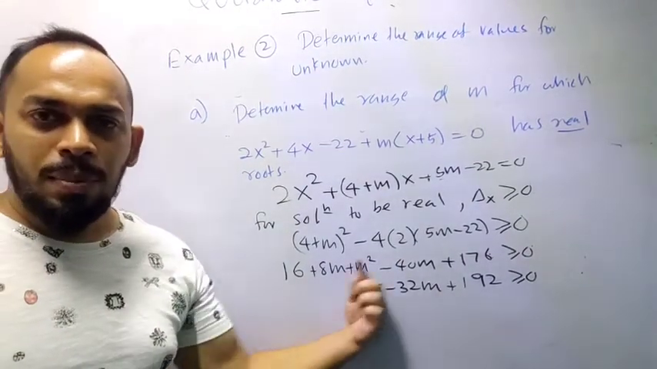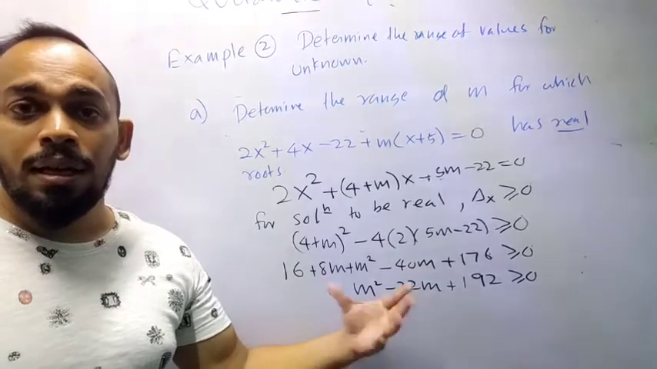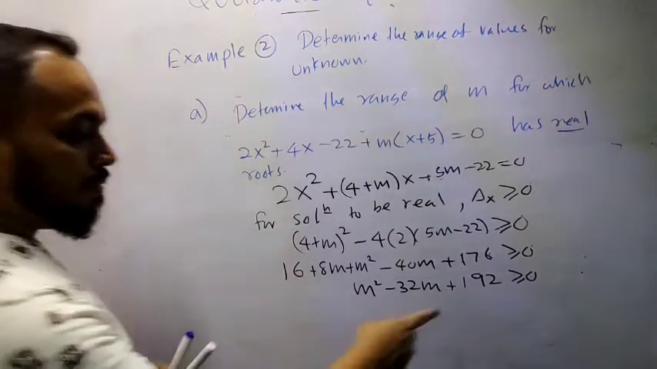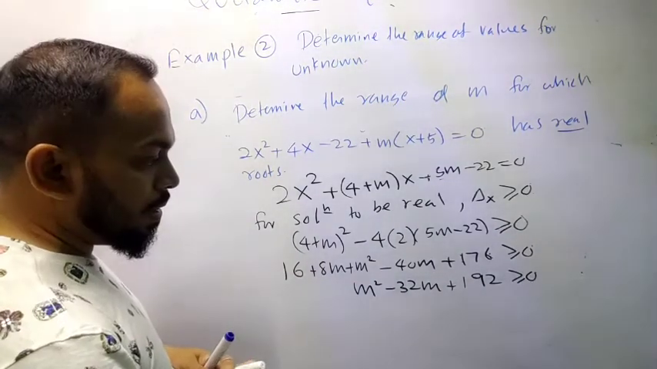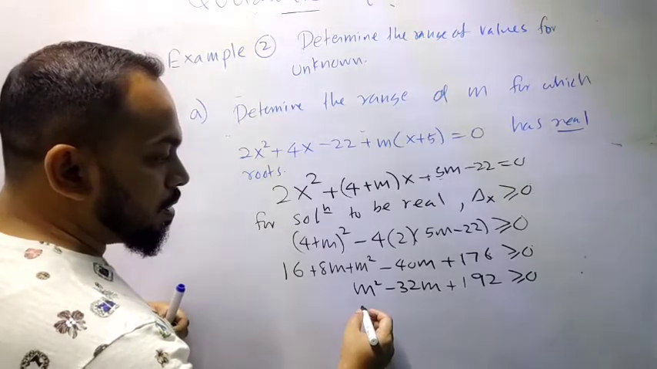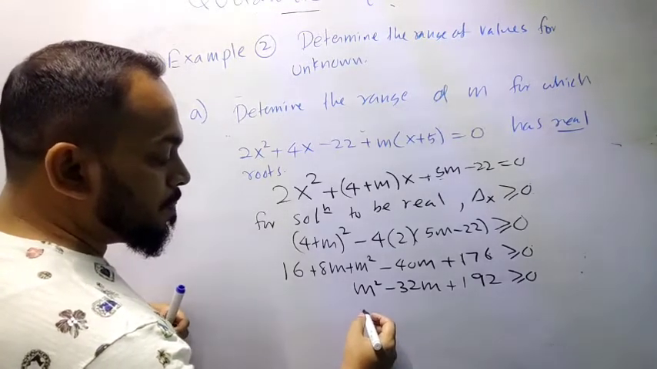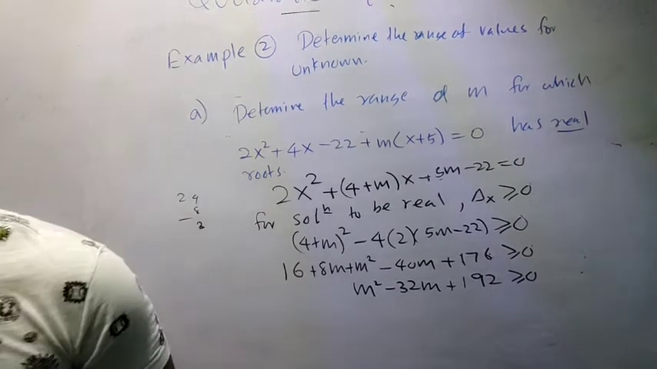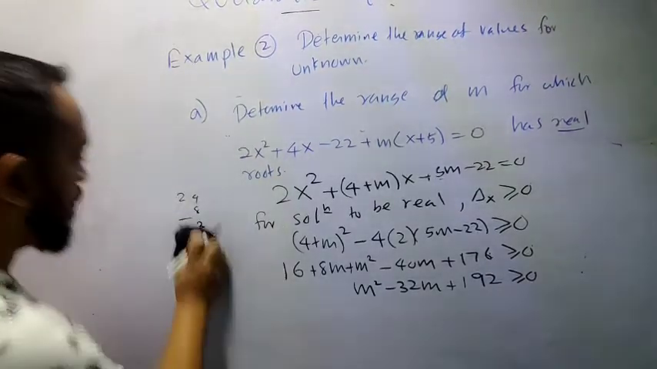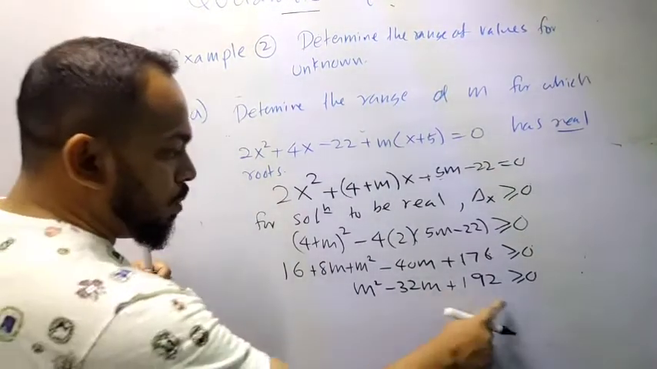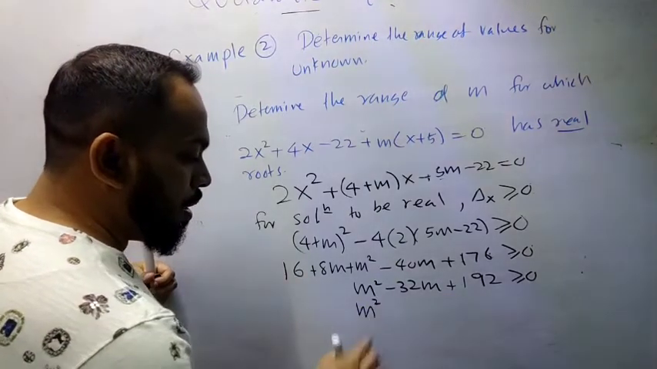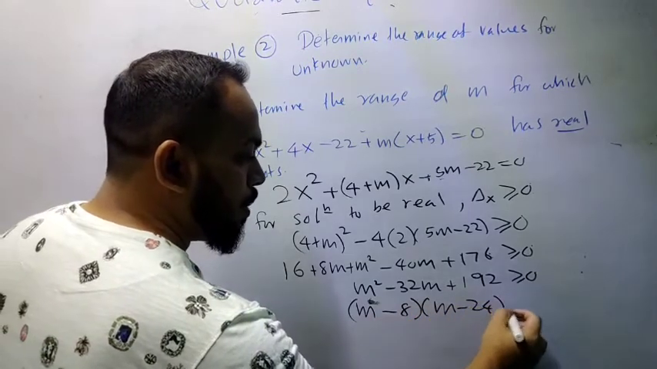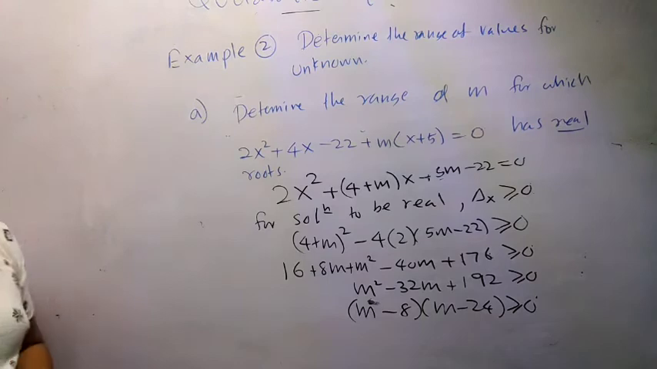It comes back to the normal quadratic equation, which we can factorize most of the time. If possible, do it. When we factorize, what do we get? Right, so we get 8 into 24, so m minus 8, m minus 24 is greater than or equal to 0. This is what we get.